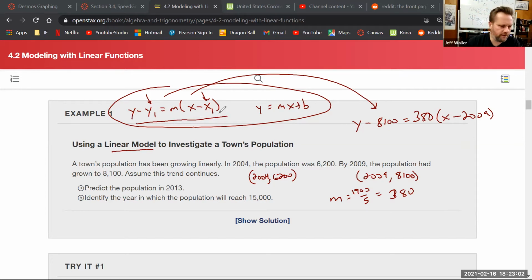That looks really gross, huh? Yeah, I agree. That's why I wouldn't do it this way, but I'll show you how I would do it. You've got calculators, so you can do this in your calculator. So 380x minus 380 times 2009 plus 8100, whatever that is.